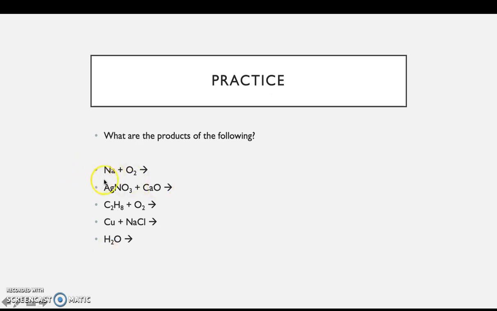Now for this first one, I have Na and O2. Okay, now Na is sodium, it's a single element. O2, that's a diatomic. So even though I have this 2 subscript, it is not a compound. It's again a single element, just oxygen. Okay, so this one is going to be synthesis, and I'm going to put them together. I'm going to have one product.